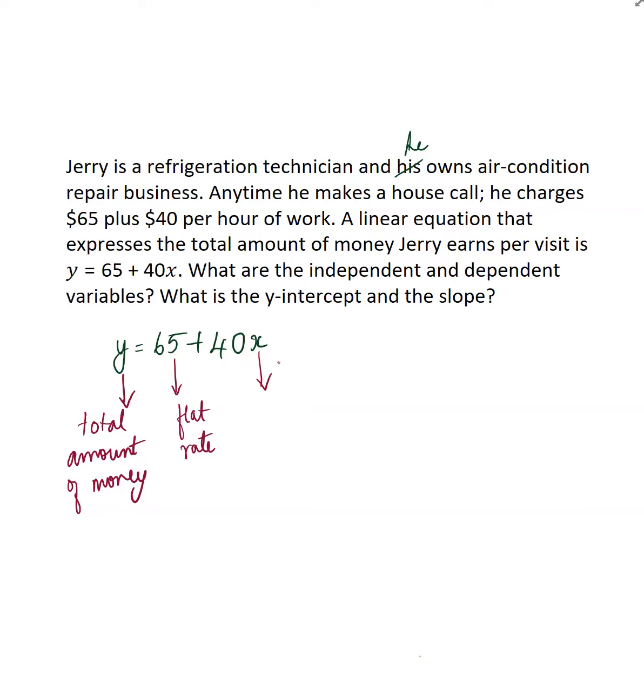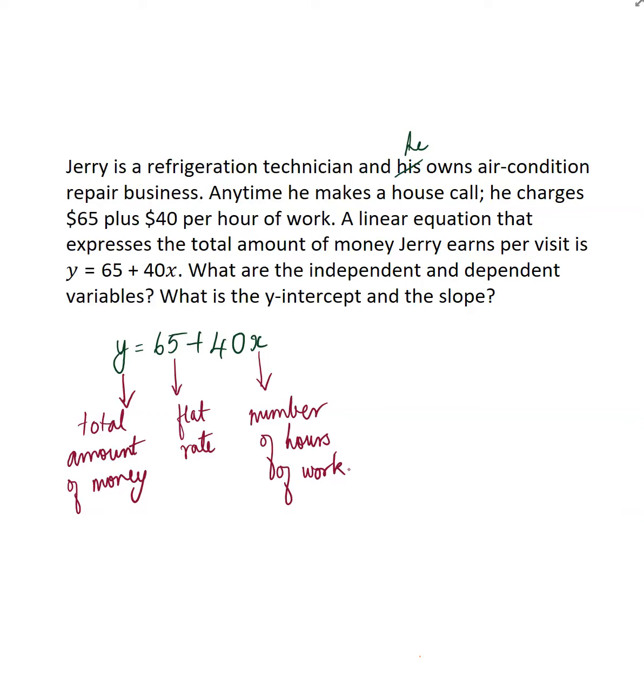x should be the number of hours or the amount of time that he spends in that house, right? So if he spends 1 hour, then it's 40 per hour of work. If it is 2 hours, it's 40 times 2 hours of work. If it's 3 hours of work, it's 40 times 3 hours of work. So you can clearly see that the x actually represents the number of hours of work. So if you establish what each of them stand for, then you get your x and your y, right? Then you can see, does the total money depend on the hours or do the hours depend on the total money?